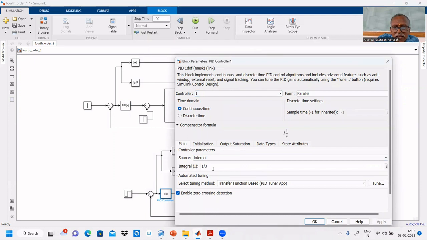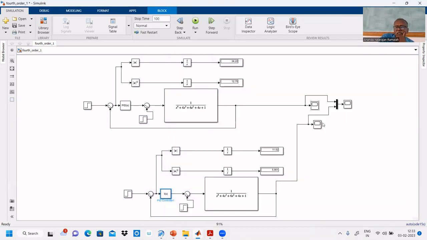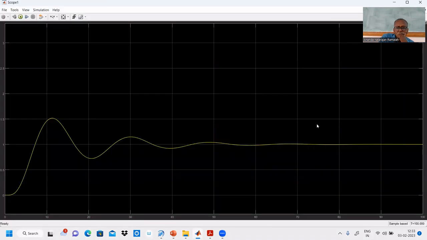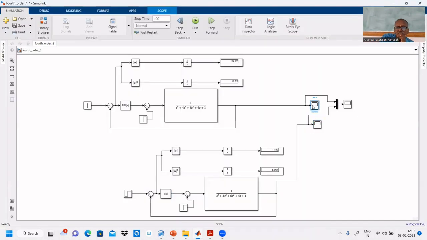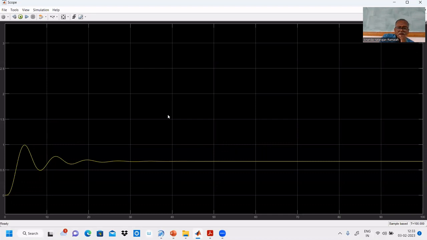Integral mode, and we entered only Ti. Ti is in the denominator, that's why 1 by 3 we entered. If you see the response for integral mode, it is settled at 1. What is the set point? 1. It is settled at 1. No problem. If you see the P only controller, only proportional controller, it is settled at about 0.6. Steady state error is there.